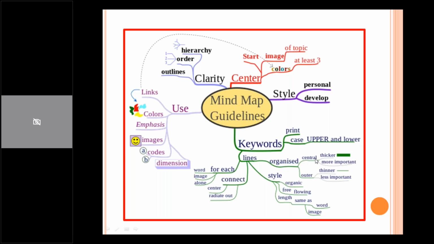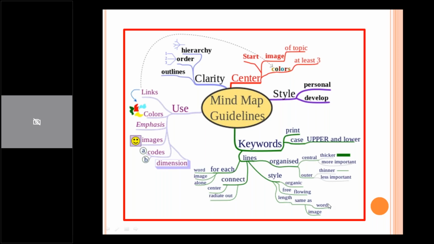See, if you are talking about a main branch, a very important concept, then you can have a thicker line for that. If you're talking about less important items, sub branches, you can have thinner lines. And as far as lines are concerned, many different styles are there. Either you can go for organic style with a lot of branches, or free flowing lines, as you like.